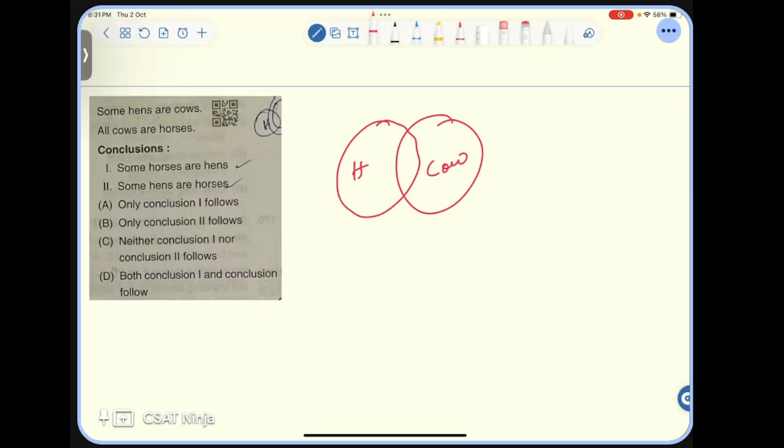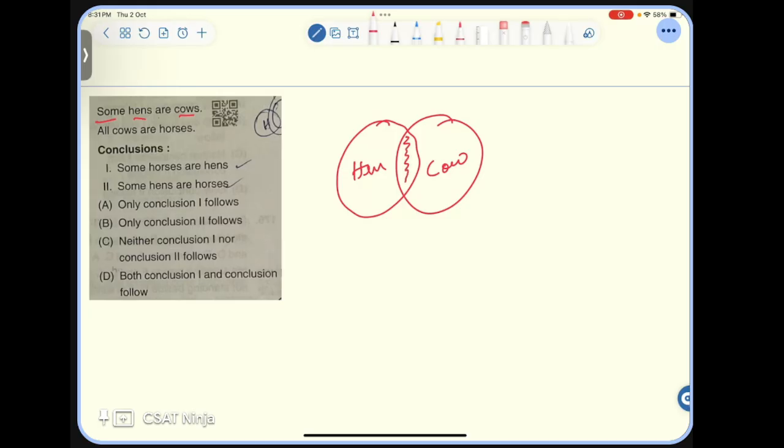One more thing I forgot to tell you. Whenever you are doing syllogism, don't take things in a literal way, or else it will become very illogical. Just like this one: some hens are cows. So some hens are cows. That means there is an area shared between hens and cows.